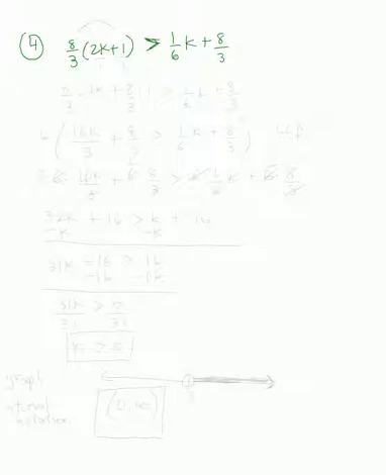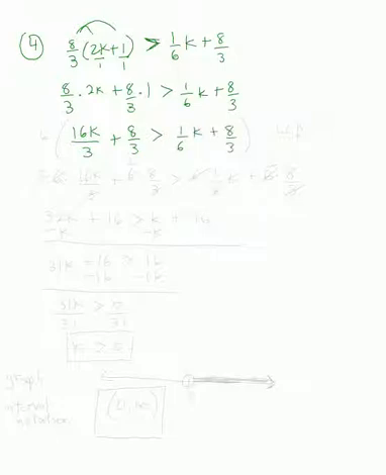If you remember from our section, Solving Linear Equations, first thing we're going to do is to eliminate the parentheses by using the distributive property. So I get 8/3, let's go ahead and put this over 1. It's 8/3 times 2k plus 8/3 times 1 is greater than 1/6 k plus 8/3. Or, if I distribute here, or actually multiply this out, I end up with 16k over 3 plus 8/3 is greater than 1/6 k plus 8/3.